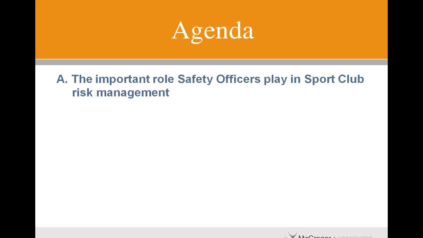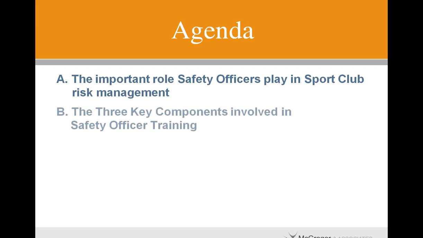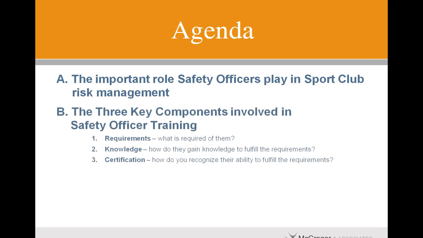The agenda for this webinar focuses on 3 areas: the importance of safety officers and why they play a key role in sport club risk management, the 3 key components involved in safety officer training, that is, establishing requirements for safety officers, determining what knowledge they need to gain to fulfill these requirements, and then lastly, developing some kind of a certification program to recognize their ability to fulfill these requirements.